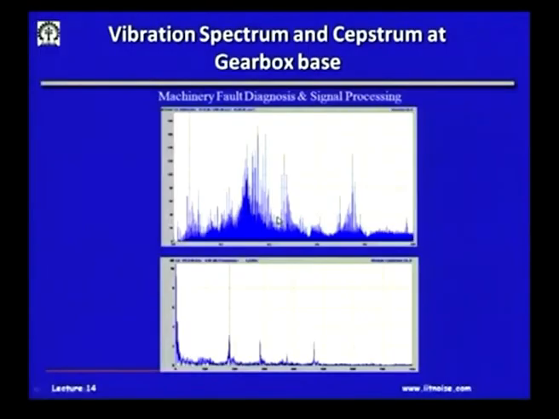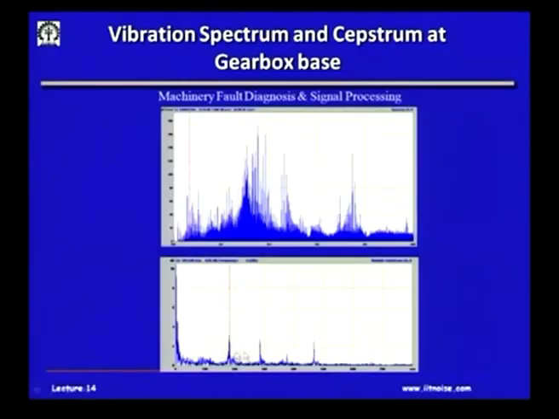The effect of the path etcetera is lost, because if you look here at the gearbox base, a lot of effects of the path etcetera were there. The gearbox base was loose. In fact, we had discovered many loosenesses in the gearbox foundation itself, and all those effects are nullified once you do the Cepstrum. Those effects can be easily removed.